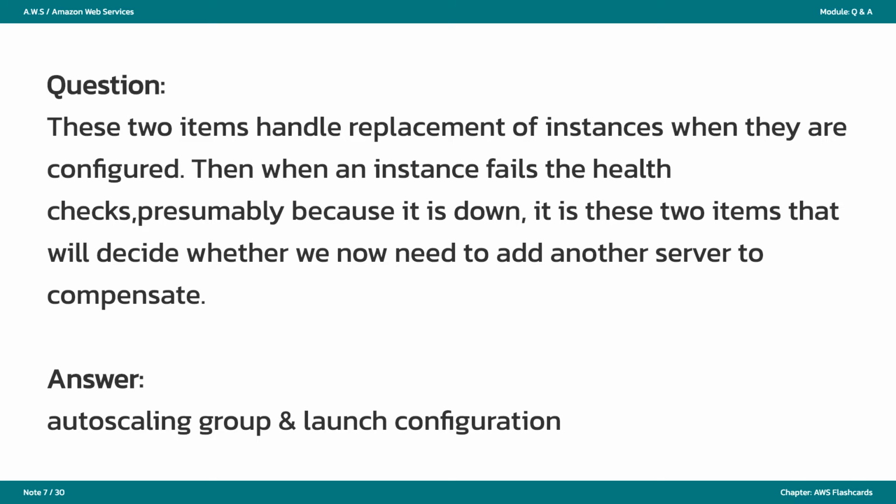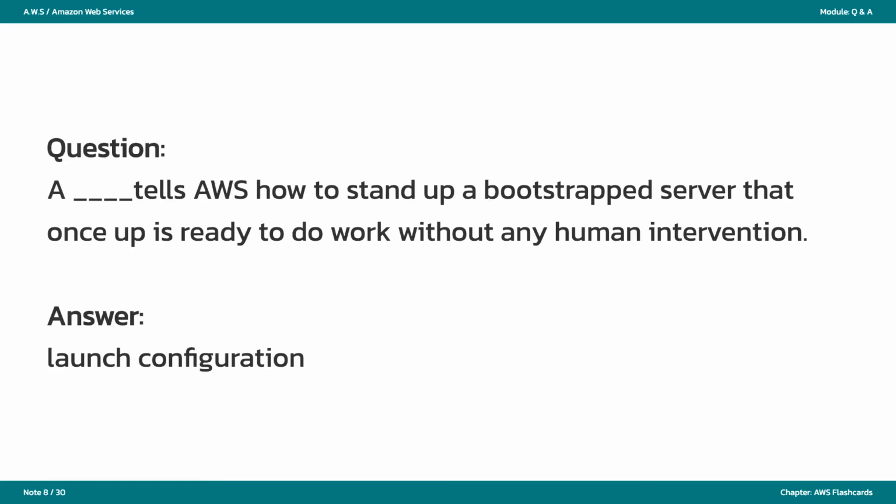Question: These two items handle replacement of instances when they are configured. When an instance fails the health checks, presumably because it is down, it is these two items that will decide whether we now need to add another server to compensate. Answer: Auto-scaling group and launch configuration. Question: A dash tells AWS how to stand up a bootstrapped server that once up is ready to do work without any human intervention. Answer: Launch configuration.